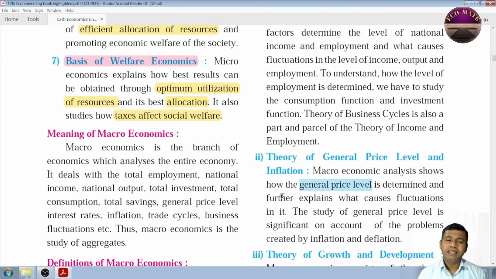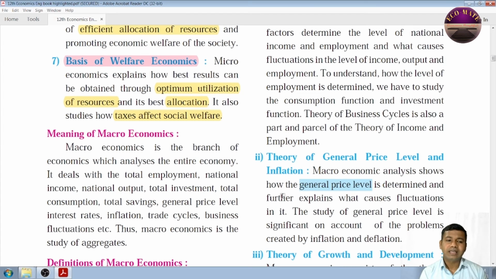Then we have the next point, that is, the basis of welfare economics. We know that the welfare of society is the ultimate goal of any nation. Microeconomics explains how the best result can be obtained through the optimum utilization of resources. A nation has to decide where it will use its resources. Resources in the sense of money, human resources, and natural resources. Everyone would like to maximize satisfaction, the society's satisfaction, with the optimum utilization of resources. There should not be wastage of resources. This is the main aim of any government, any nation. So if the best allocation of resources is there, then the best utilization of resources will be there.